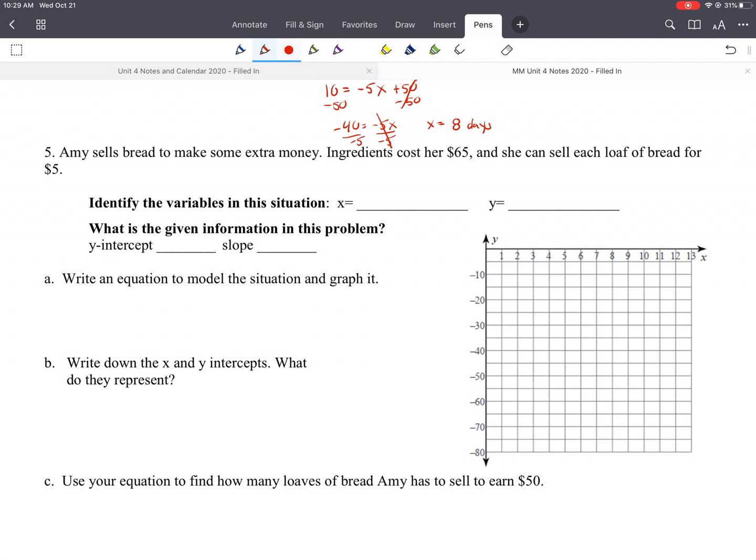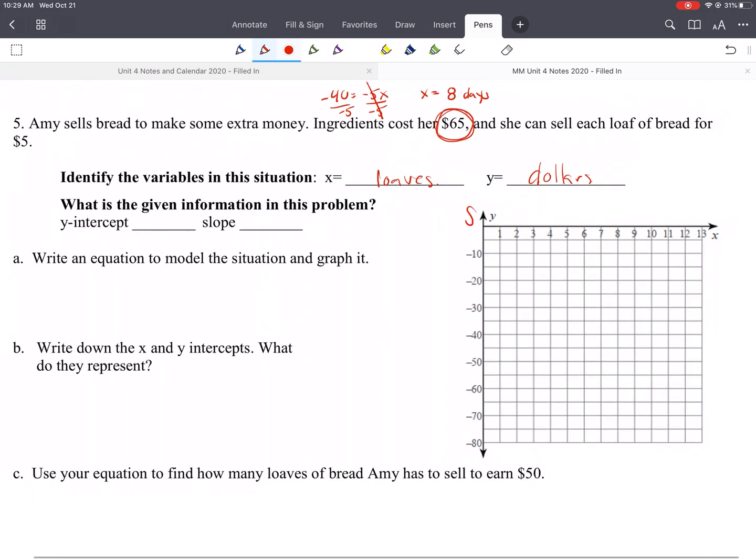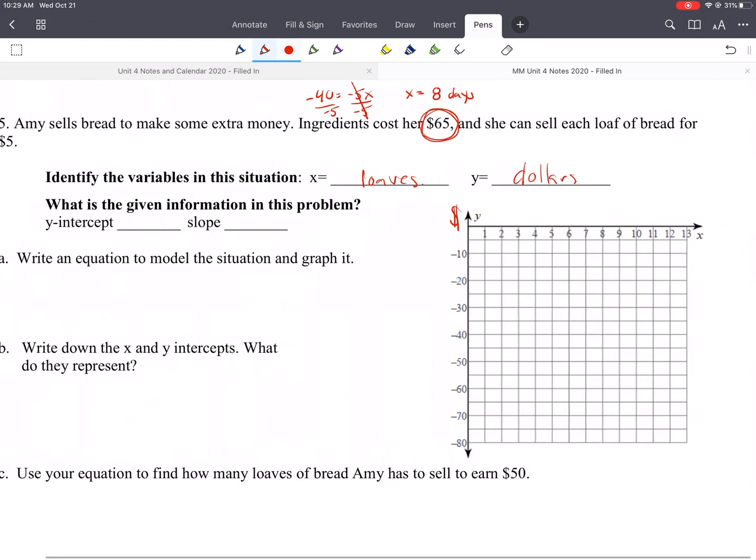And here would be our initial value. So our initial value, that always will tell us that our Y is dollars. So this must be loaves. Did I spell loaves for multiple? Anyways, so we have dollars, and this would be our loaves of bread. This is my loaf of bread, just so you know. Here's a nice slice of bread.